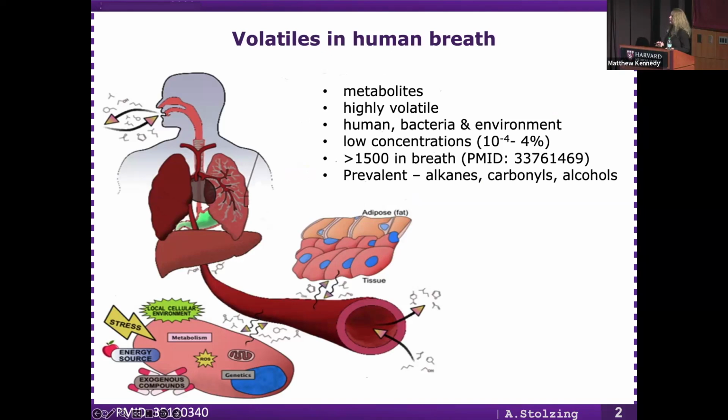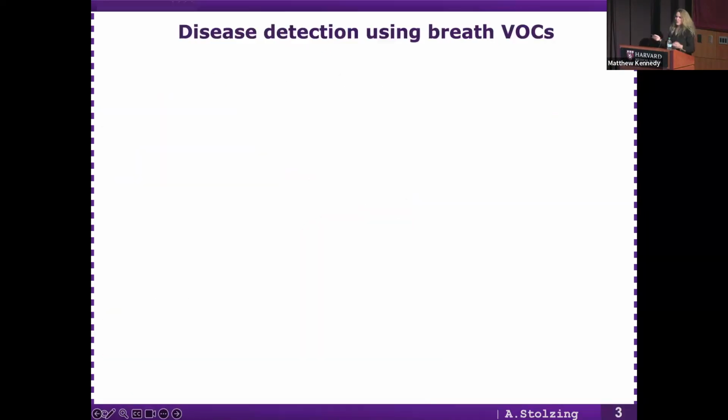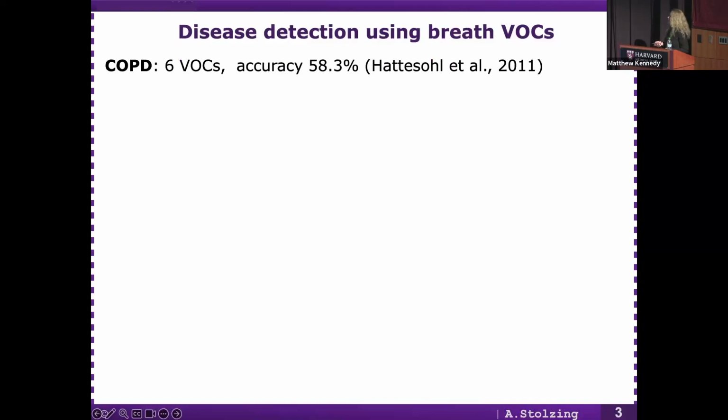Currently, we have roughly 1,500 of them that are known and have been identified. Just to give an example, some of the most known ones are alkanes, carbonyls, and alcohols. People have worked on volatiles for quite a while, and they have been used to detect diseases.